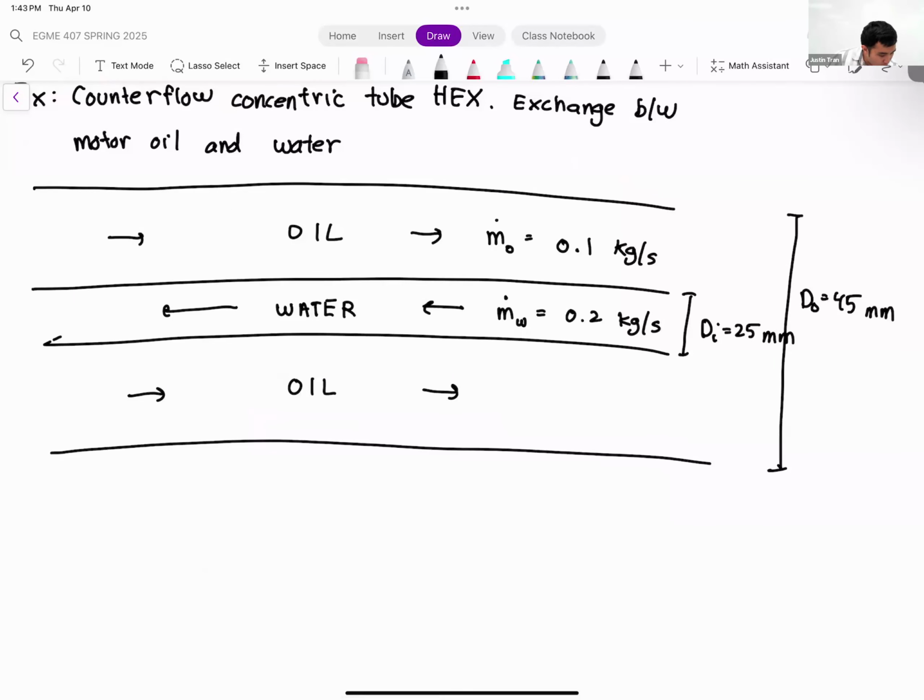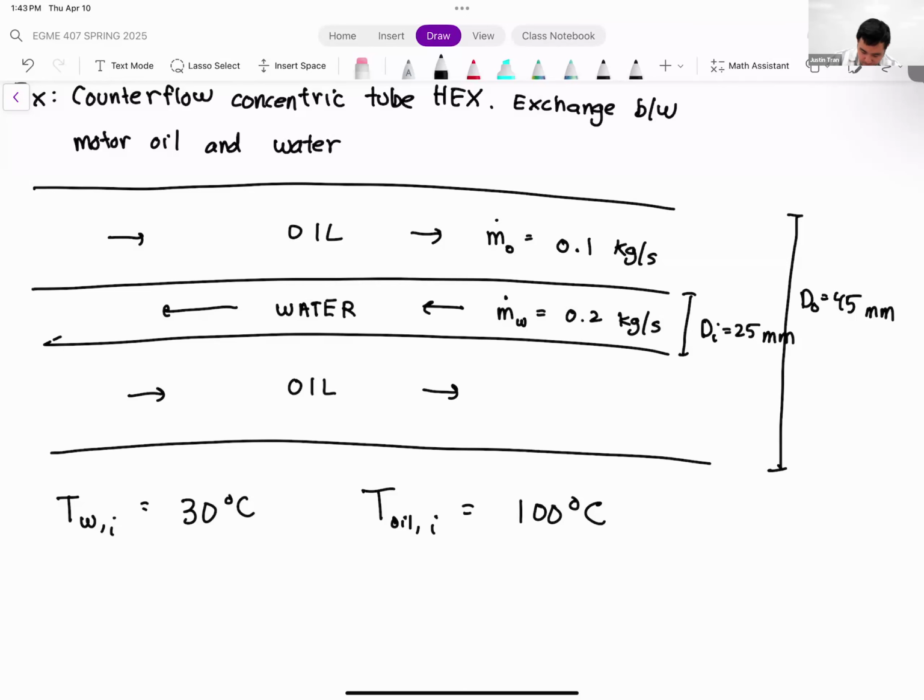We also know the inlet temperatures. So T water at its inlet is coming in at 30 degrees C, and the oil at the inlet is coming in at 100 degrees C. So in this particular case, our oil is our hot fluid and our water is our cool fluid. So the oil is going to cool down, and the water is going to heat up. Okay, I think that's all the given information.